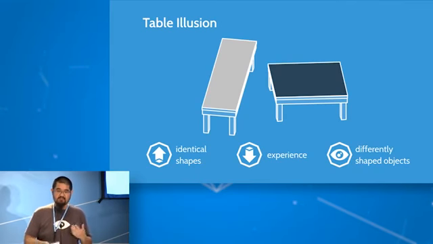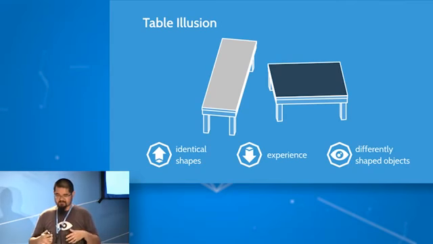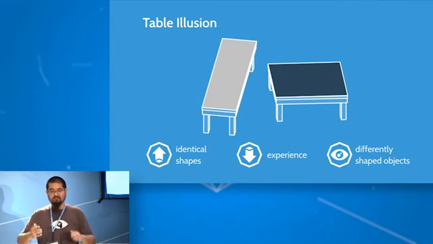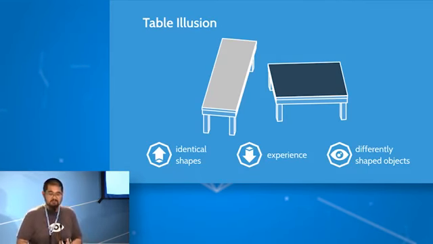So we tend to think the table on the left is extended along that length dimension. We tend to think the table on the right is extended in the width dimension, and we get two different shapes, even though, physically speaking, that bottom-up information is exactly the same.